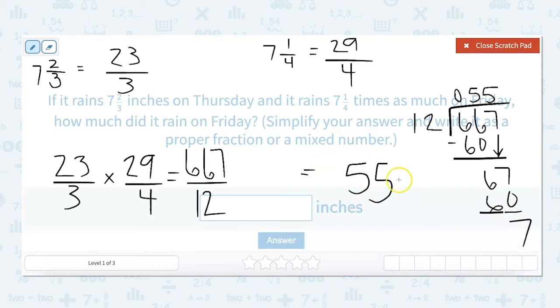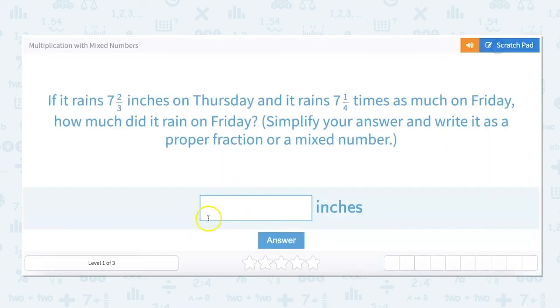Okay, so our remainder is going to be our top number. So that's our numerator, and our denominator stays the same. So our answer is going to be 55 7/12. That's a lot of steps, but it gets easier as you go.